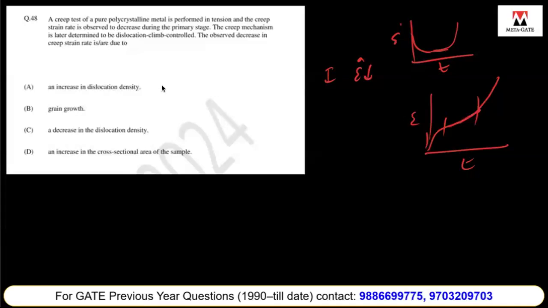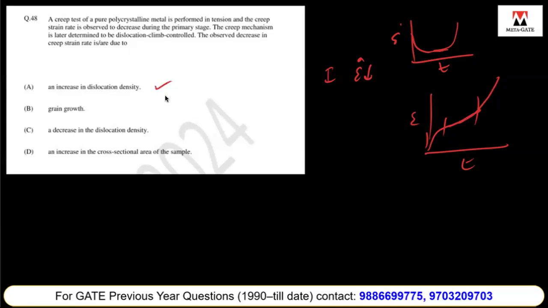Dislocations are continuously multiplied through various mechanisms. This initially leads to increase in dislocation density, contributing to higher strain rate. As the dislocation density increases, dislocations begin to interact and impede each other, making further deformation difficult. This work hardening gradually counters the increase in dislocation density, leading to decrease in strain rate. So this is the main reason.